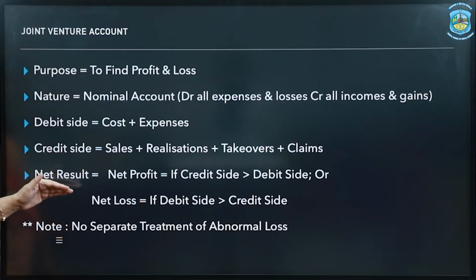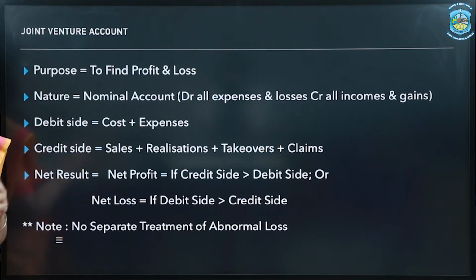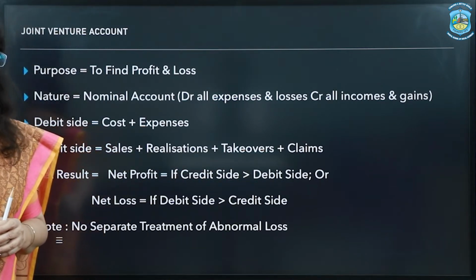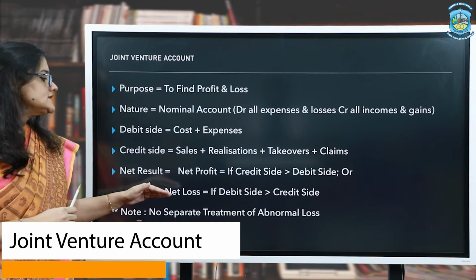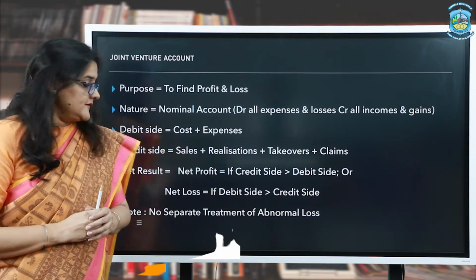So the net result after taking into account the expenses and incomes related to joint venture is the net profit. When does the net profit come? If the credit side exceeds the debit side. And consequently, there will be a loss if the debit side is more than the credit side.